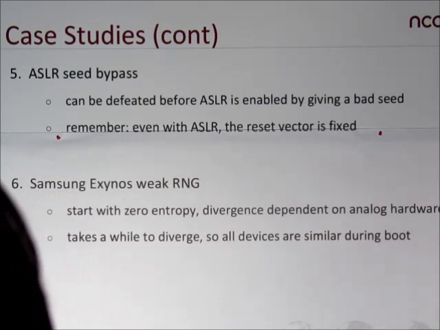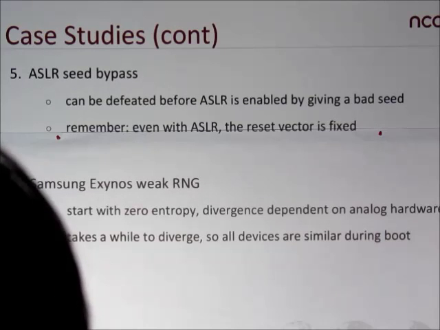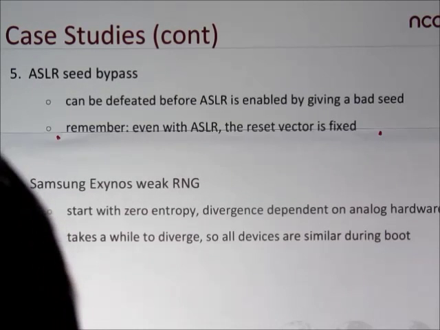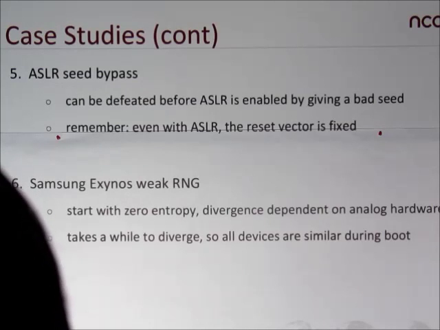So this is a neat example where the software guys may have done everything right, but some hardware guy can come along and say, well, I can violate that assumption. I get a little bit of information on boot up, and I can use that later to defeat the security.